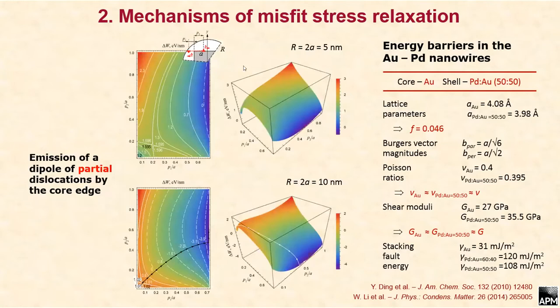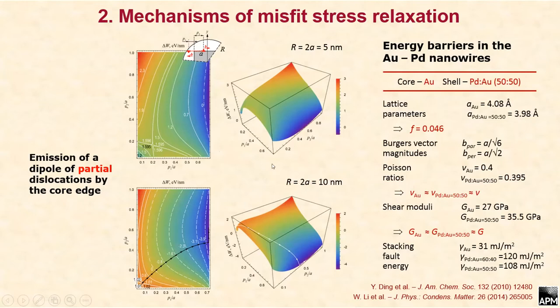In the second case, when the edge of the core emits a dislocation dipole, we have two variables, which means the position of one dislocation with respect to the edge and the position of the other dislocation with respect to this edge. So we have two variables, P1 and P2. In this case, it's more practical to use energy maps, or 3D energy plots. These energy maps were also constructed for different values of the nanowire radius. For example, for 5 nanometers, we see a positive value for the energy change almost everywhere, which means that the generation of dislocations in this way is not preferable. This means that the system prefers to remain in a coherent state with no defects.